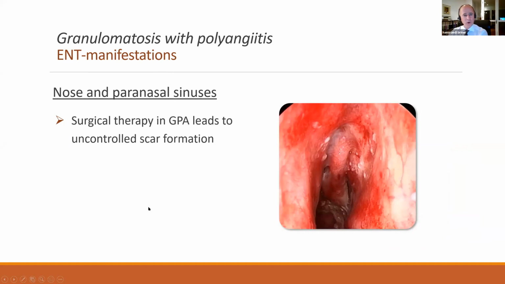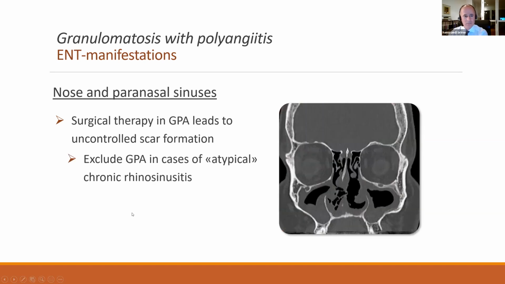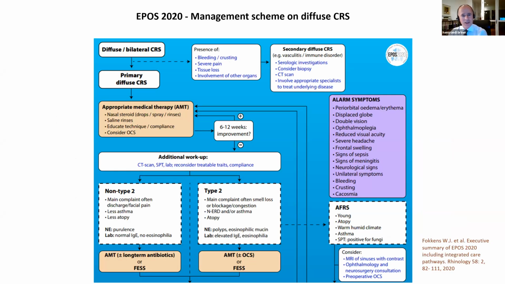It is furthermore of great importance for you to know that surgical therapy in GPA usually leads to uncontrolled scar formation. So if you have a case of a typical form of chronic rhinosinusitis, try to exclude GPA, because you should avoid surgery if ever possible in patients with GPA. These recommendations are also written down in the actual EPOS 2020 publication.